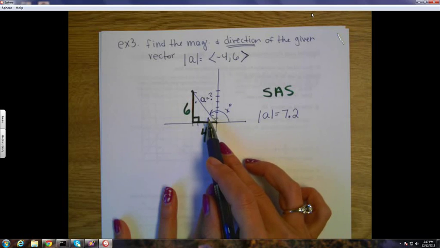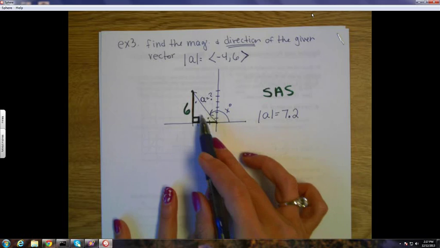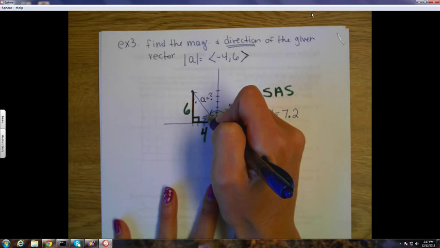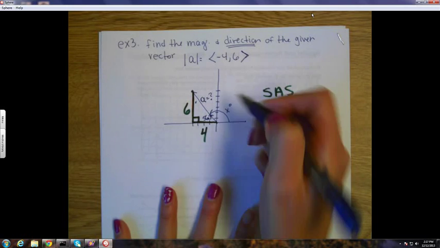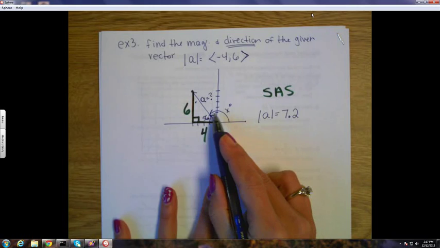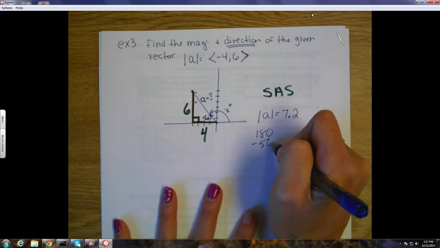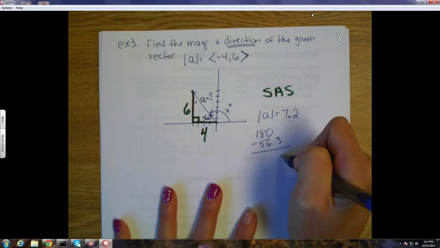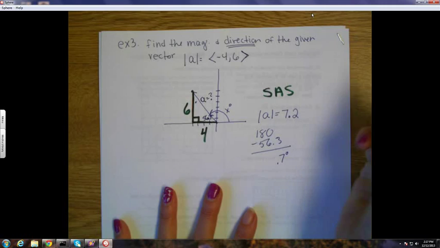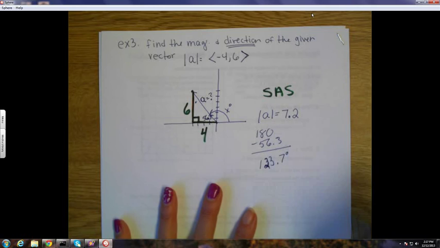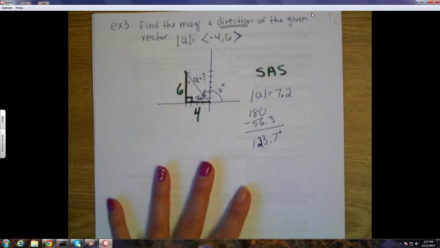Why not? Why the 56.3? Oh, yeah. You've got to be paying attention. What's this one you said? 56.3? So what we want is the rotation, which is outside the triangle. Well, how do I get that? Not that I can do that in my head. 133? 123. Dang. 123.7 is the direction. Questions there?